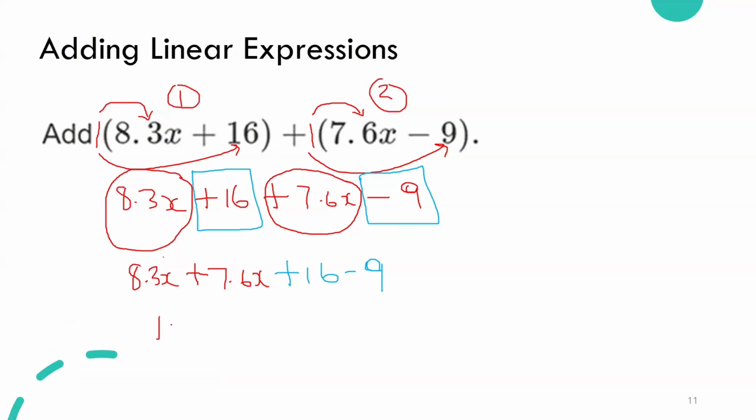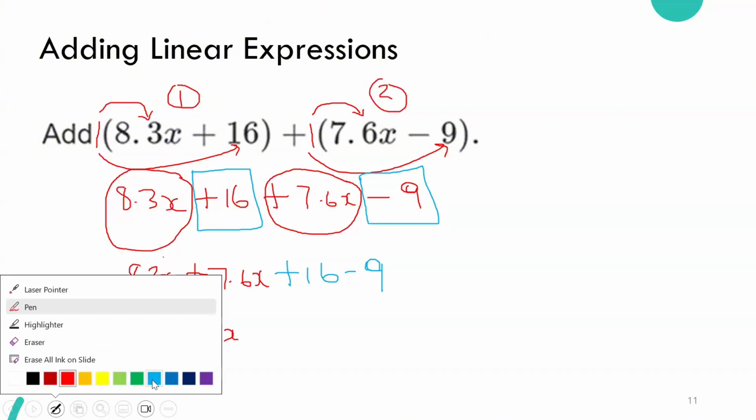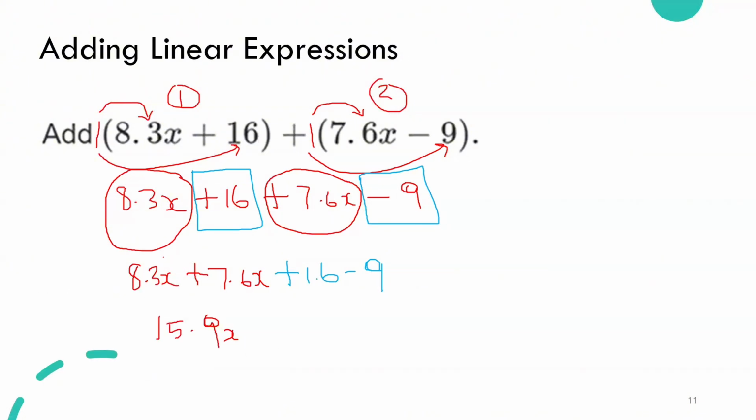This is going to give us 15.9x. And then I'm going to subtract there because I have a subtraction sign. So it's positive 16 minus 9, which is going to be positive 7. And this is my solution when I add this linear expression. So my answer is 15.9x plus 7.